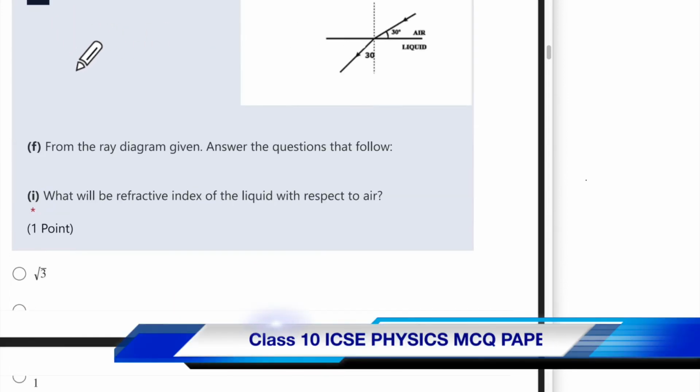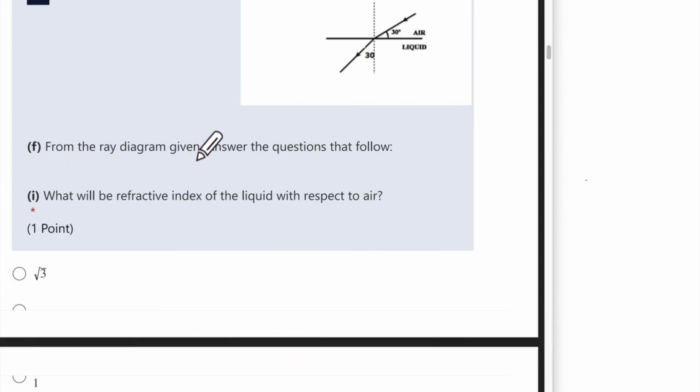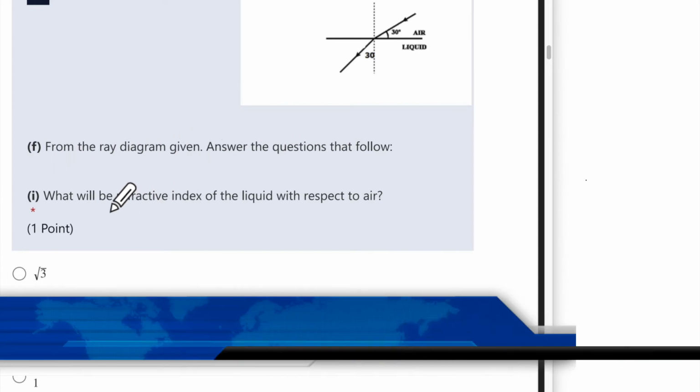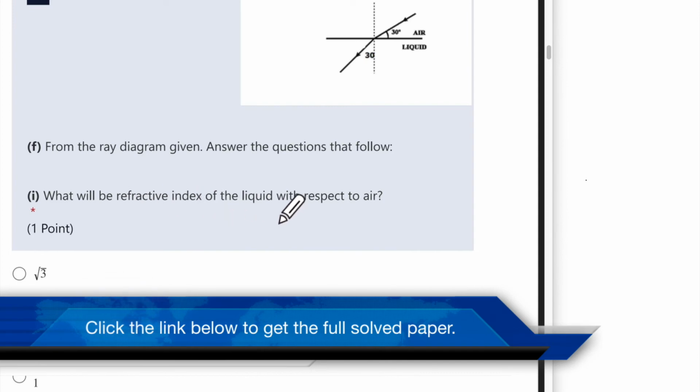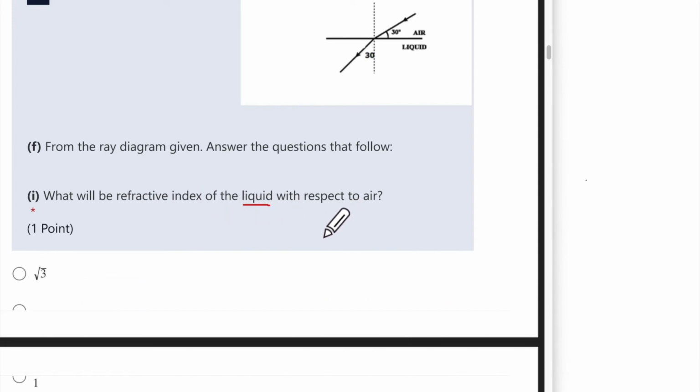Let us look at our seventh question, that is question 1F. From the ray diagram, answer the following questions. What will be the refractive index of the liquid with respect to air? Which means the ray is going from the air into the liquid, and so this is the angle of incidence. This is 30 degrees, this is 90, so angle i becomes 60 degrees. This is 90 degrees, and that is the normal.